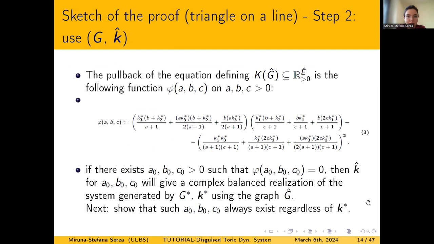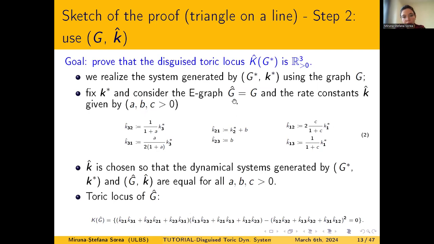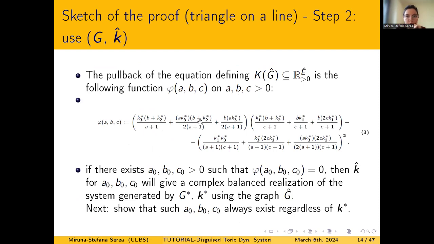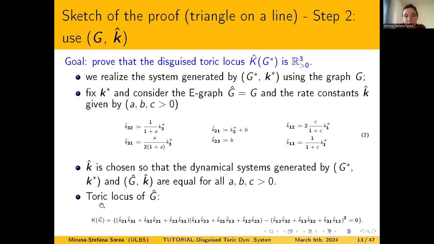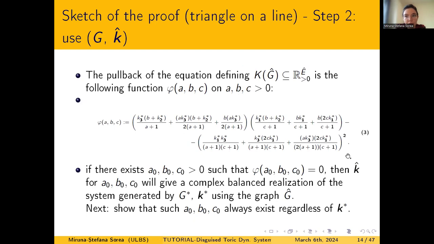Since we're interested in G star, let's pull back. We need to see in terms of K star, which K stars verify this equation when you replace K hats with K stars. This leads us to defining this function phi. Actually, now depending on A, B, C, because you can think of some kind of existence quantifier elimination for A, B, C: for which K star does there exist A, B, and C such that this phi of A, B, C equals zero? We want phi of A, B, C to be zero. So that's the way we compute.